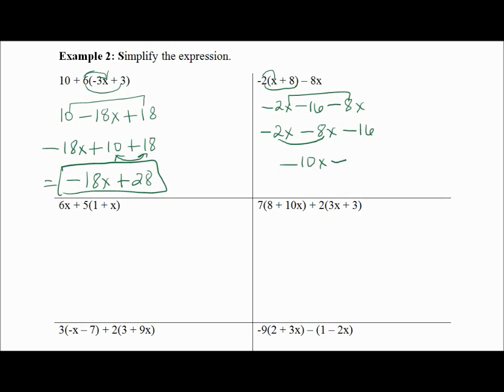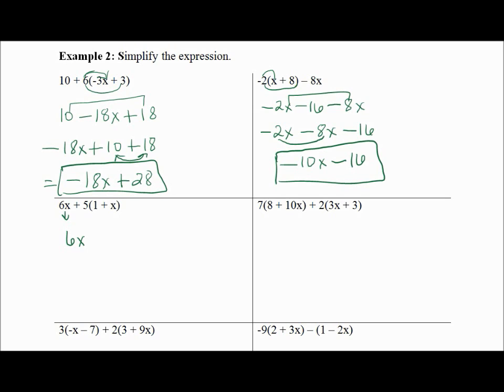And then I'll bring down the 16 because I didn't have a like term for it. I didn't have anything like it. So that's my final answer. My next one, the 6x, I'll just bring it down. I'll rewrite it, and I have to distribute the 5.